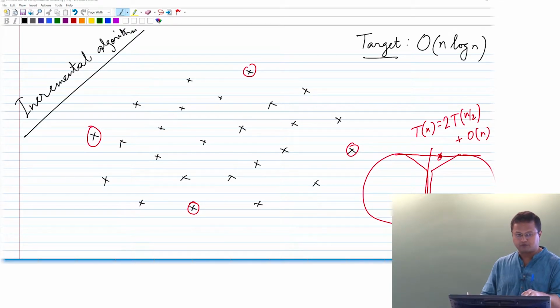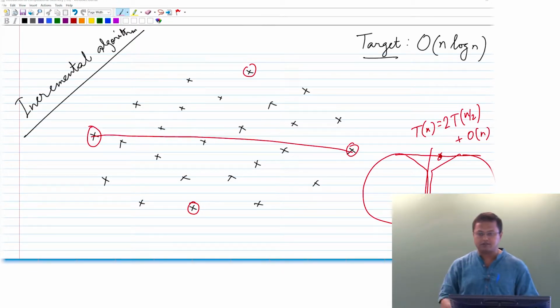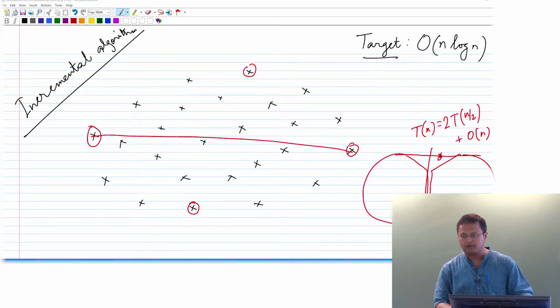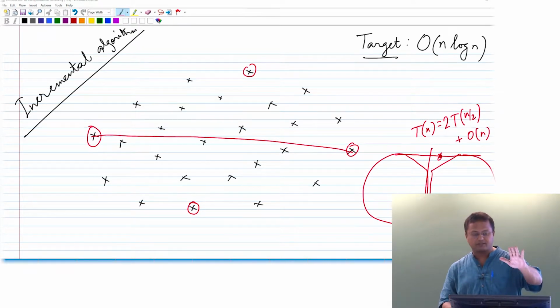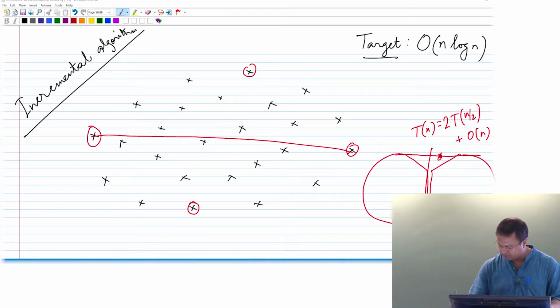Now, from that sorted list, I pick up the leftmost point and the rightmost point, so the point with the lowest x coordinate and the point with the highest x coordinate. And what I do is I join them with a line segment and I divide the points into two halves, the ones which lie above and the ones which lie below.